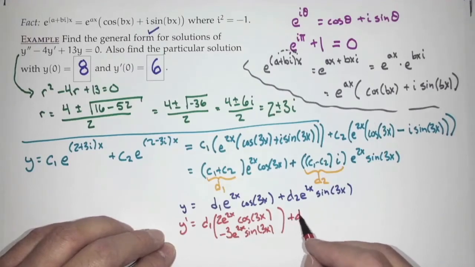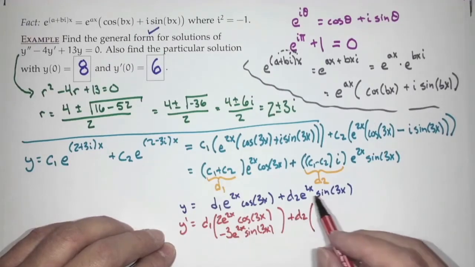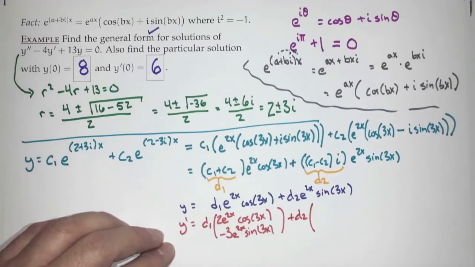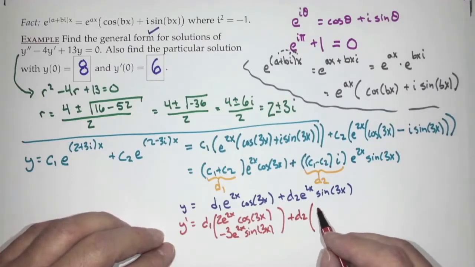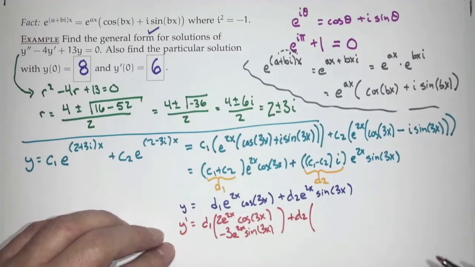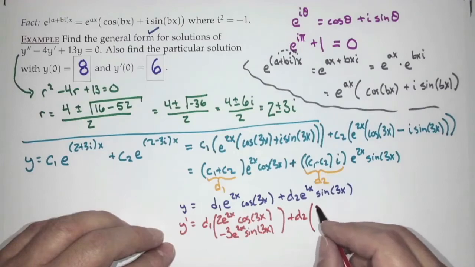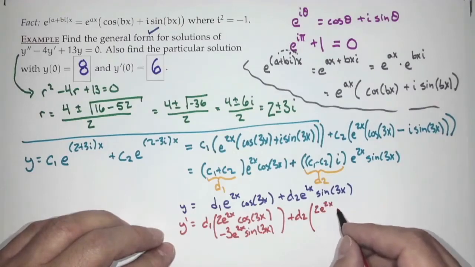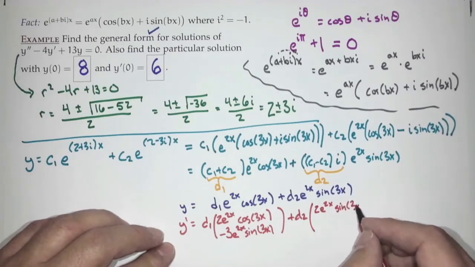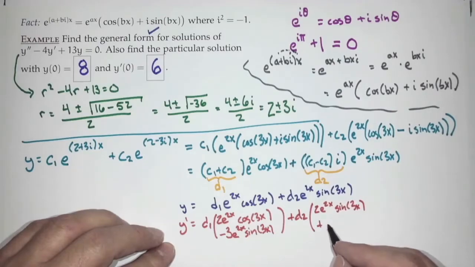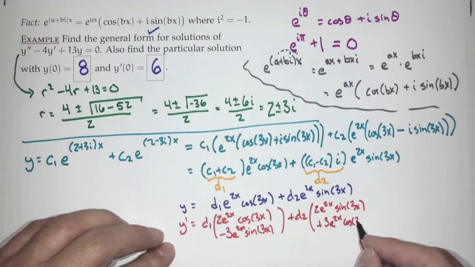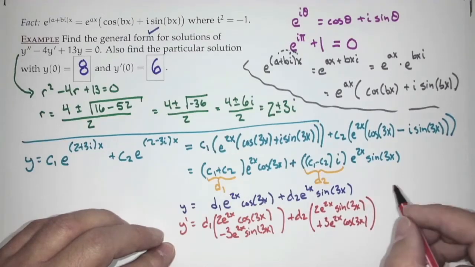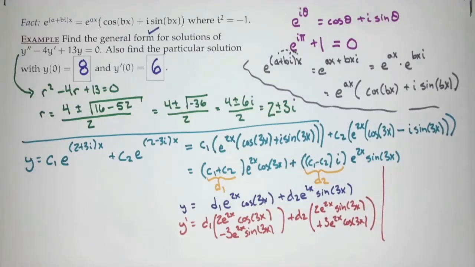Plus d2. All right, derivative of e to the 2x sine 3x. Two e to the 2x sine 3x plus 3e to the 2x cosine 3x. Okay, now we plug in our initial conditions.